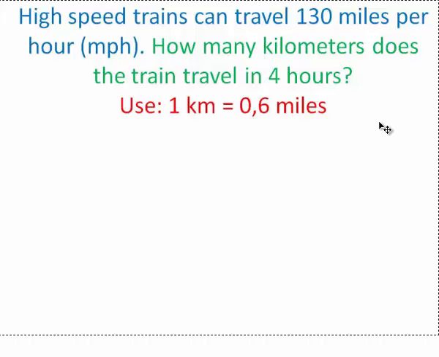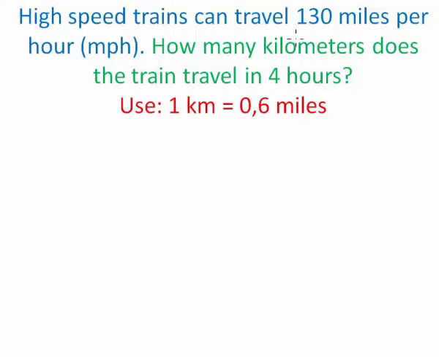Let's read this question through together. High-speed trains can travel 130 miles per hour, and we abbreviate that as MPH. Now it says, how many kilometers does the train travel in 4 hours? And we're given some additional information. We are told that we must use 1 kilometer is 0,6 miles.